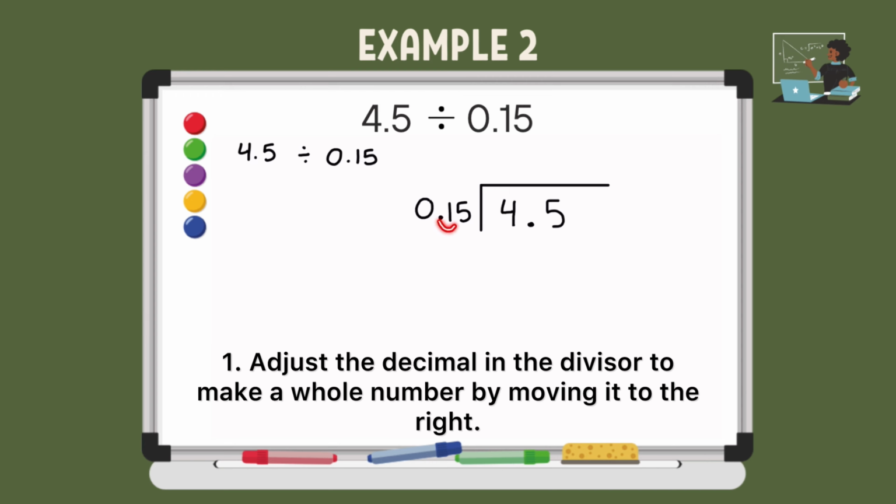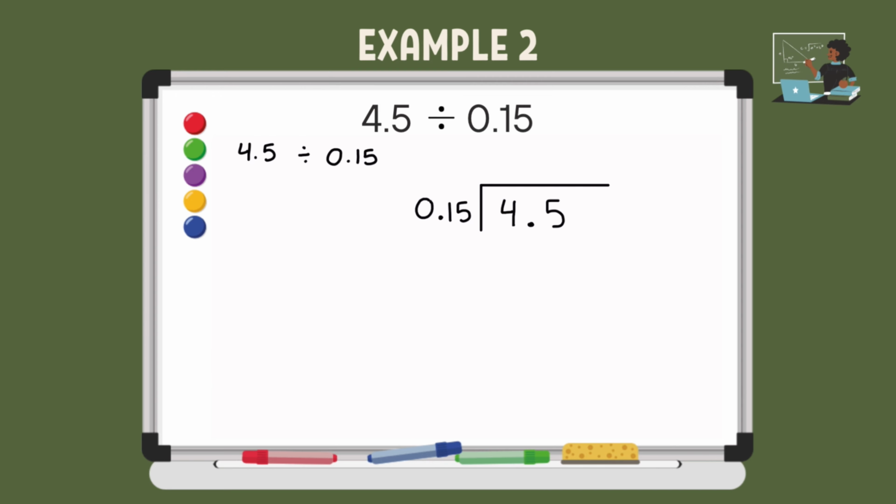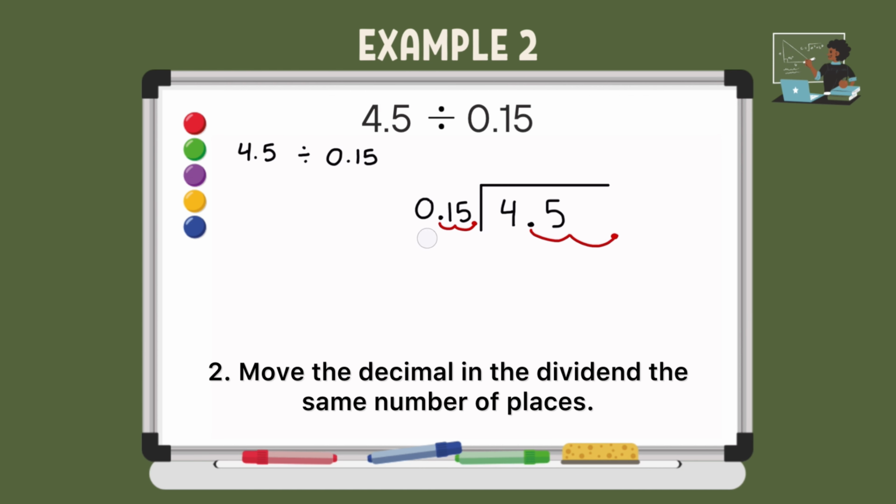So step 1 says, adjust the decimal and move the decimal to the right until your divisor is a whole number. And whatever you do on the outside, you must do on the inside. So we have to move our decimal twice to the right-hand side in order to get the number 15, which means we have to move our decimal twice also in our dividend.